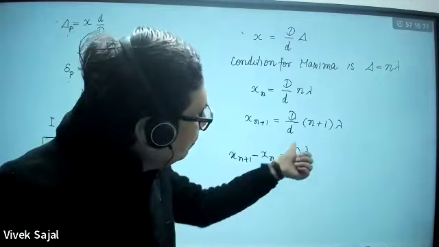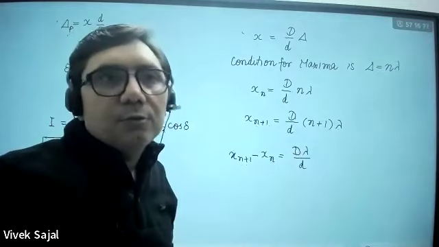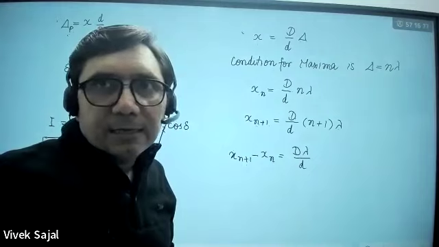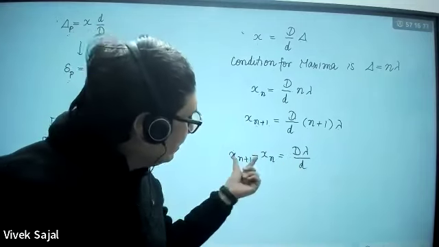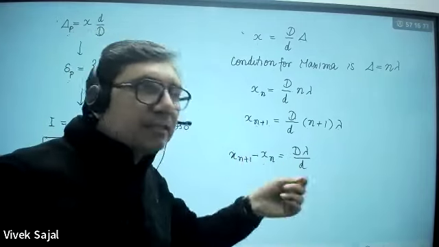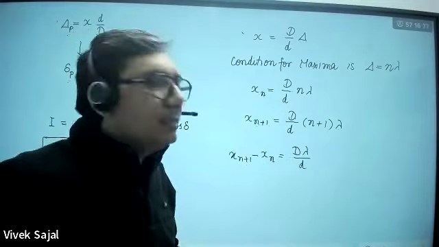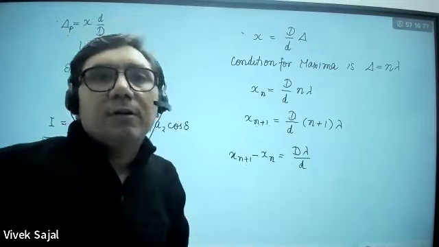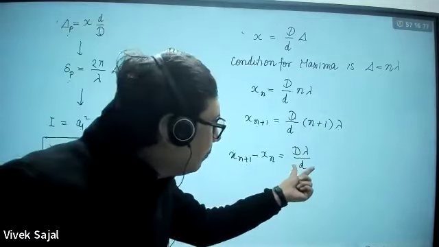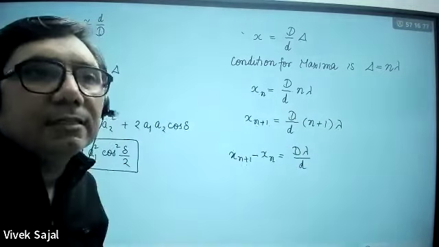Are you seeing any n on the right hand side? No, there is no small n on the right hand side. It means this gap between two successive interference maximas is independent of the order n. It is not depending upon n.